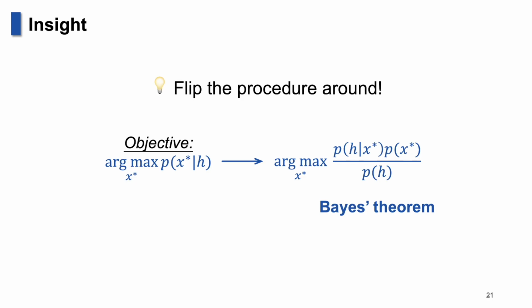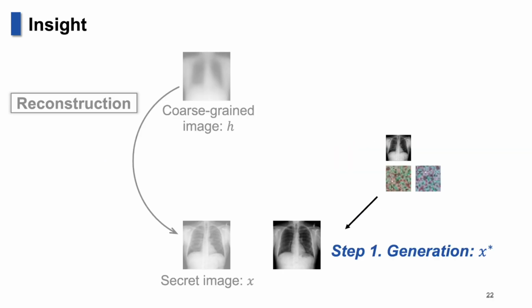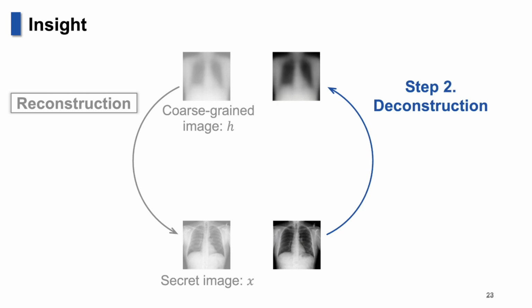We can kind of flip the procedure around using Bayes' theorem. So before, we were trying to produce an image given our observation. But what if we try to find an image that produces our observation instead? Specifically, we do this in two steps. First, we generate an image, and at this step, we can use our understanding of real-world images to guide us. Then, we deconstruct the generated image using rules we learned by profiling the victim model. In other words, we are simulating the information loss happening with side-channel observations.